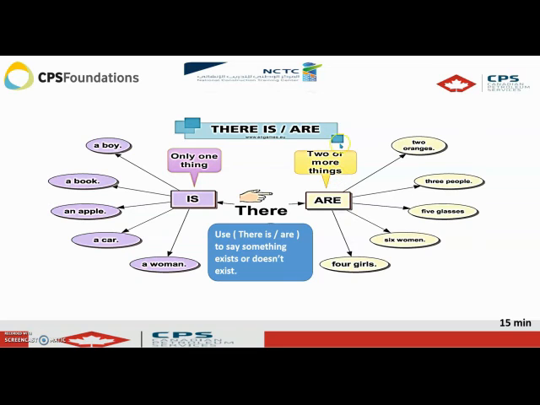There are, when we talk about many things. For example, there are 2 oranges on my desk. There are 3 people inside the restaurant. There are 5 glasses on the kitchen table. There are 6 women in the supermarket. There are 4 girls in the cafeteria. All of these, they are more than one. Then we use are, right? For one thing or one object, is.